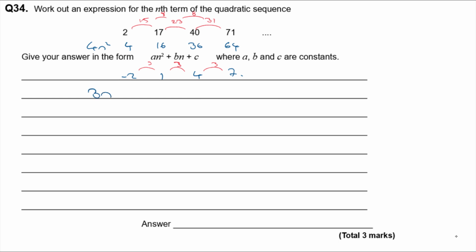It's 3n. 3n goes 3, 6, 9, 12. I've got minus 2, 1, 4, 7. So each one of those numbers is 3n minus 5. So this part here must be 3n minus 5. Okay, so my entire sequence, an squared plus bn plus c, is going to be un is equal to 4n squared plus 3n minus 5. It's basically that bit with that bit on the end.